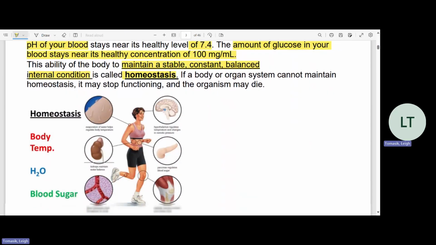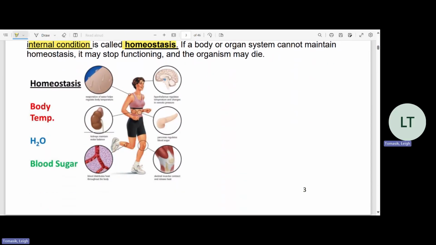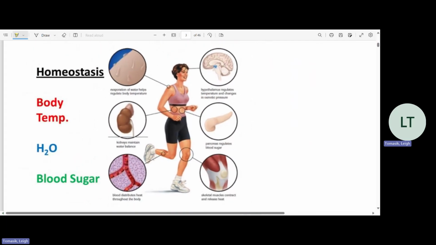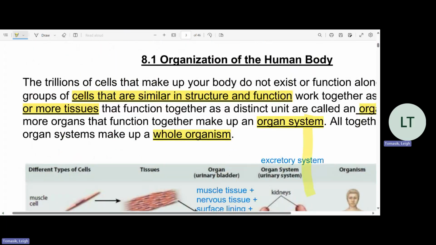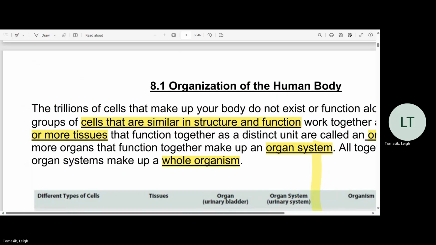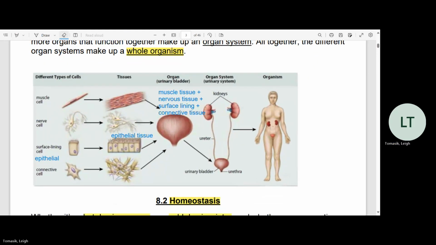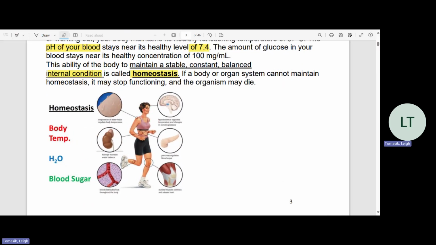So, quickly, let's talk about some ways that your body maintains homeostasis and what organ systems and organs are involved. So, we're going to take a look at this picture here. So we have a human being who is jogging. Okay, let's go back to the human being who is jogging.